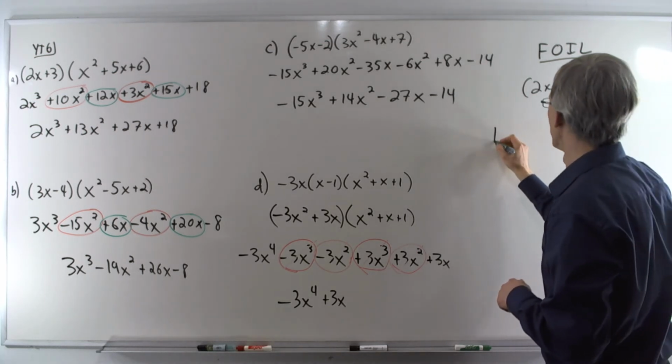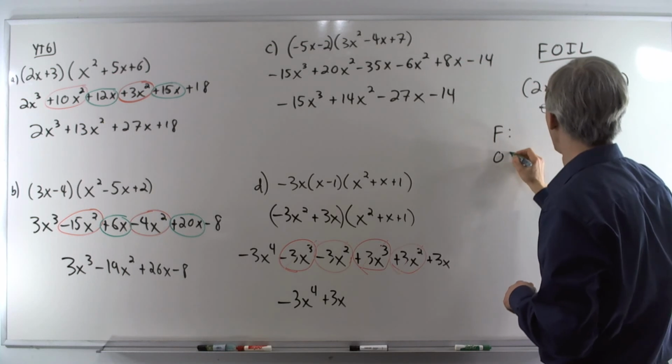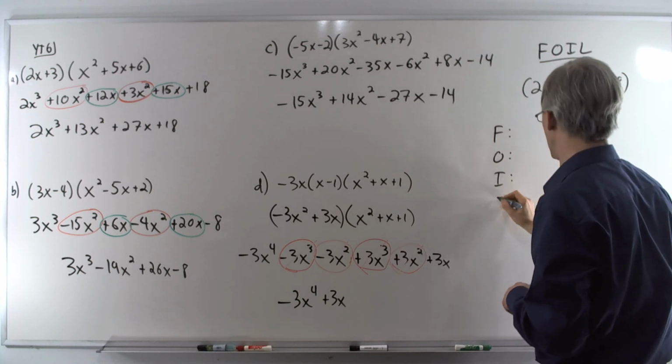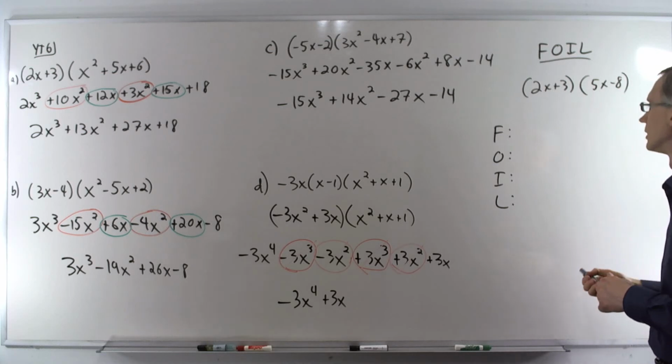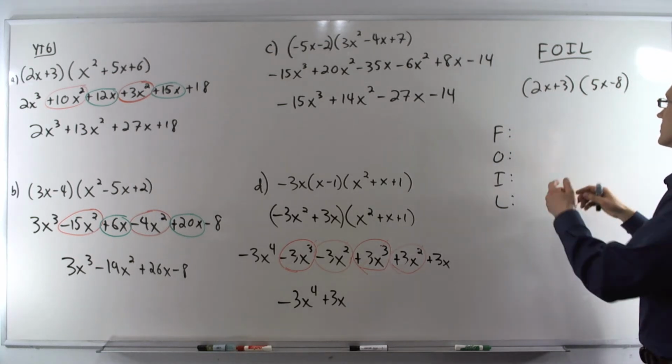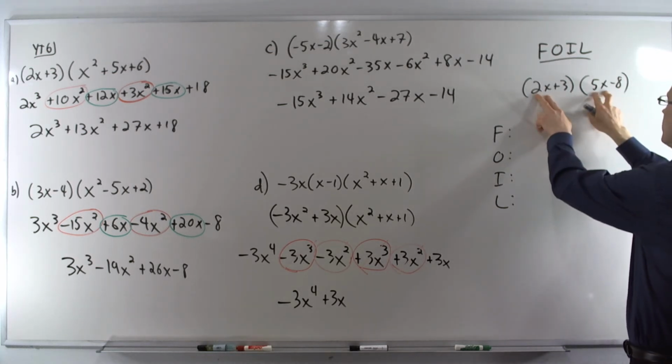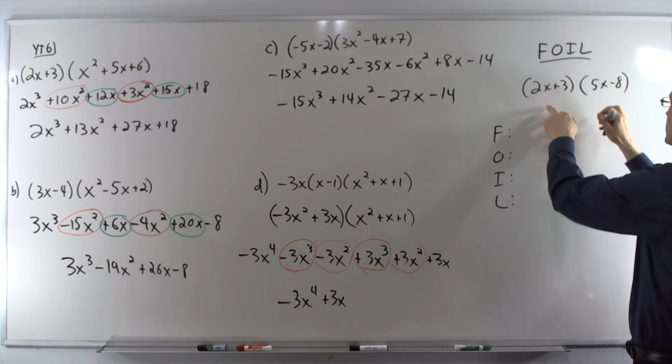And here's a little mnemonic device we can use: F, O, I, and L. So F stands for first times first. Multiply the first term in each binomial together. 2x times 5x.